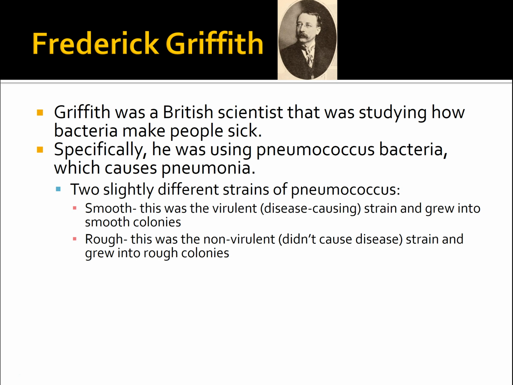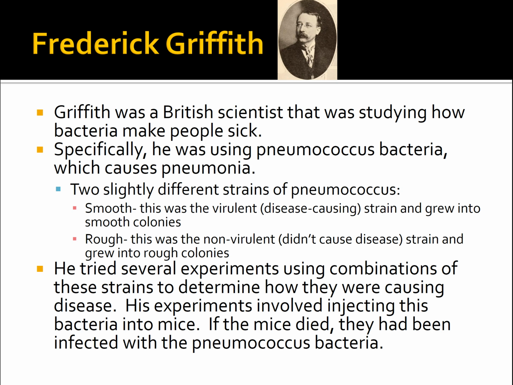And he was working with two slightly different strains of pneumococcus. There were smooth colonies, and this was the virulent or disease-causing strain. When he spread the bacteria on the petri dish, it actually grew into smooth colonies of bacteria. So that is the strain that caused pneumonia. And then there was a rough strain. That was the non-virulent or didn't cause disease strain. It's a harmless strain, and it grew into rough colonies. So it was easy to tell the difference, which was what was helpful for this experiment.